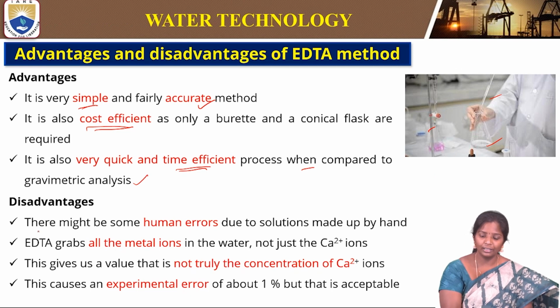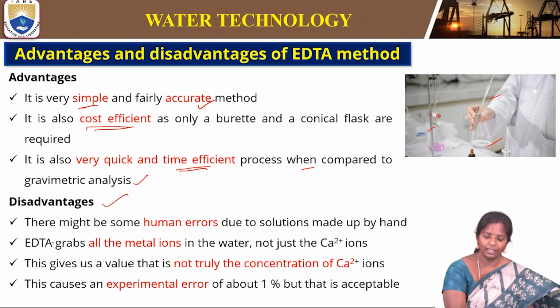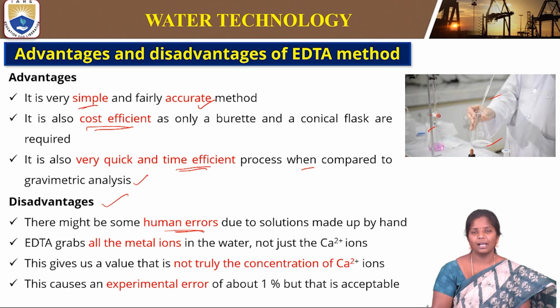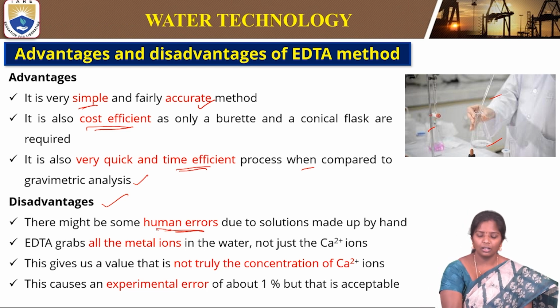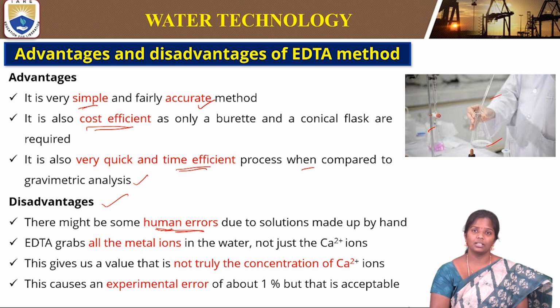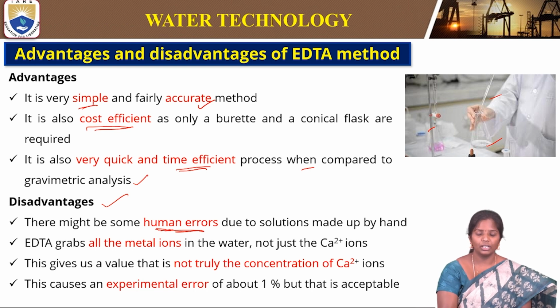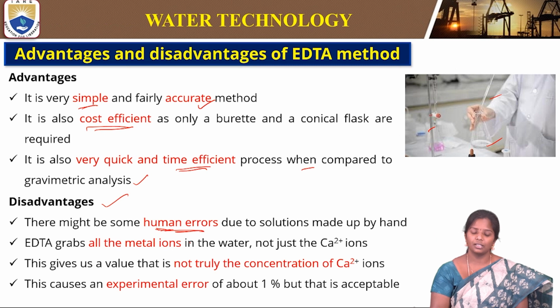And the disadvantages are, there might be some human errors. For example, if you forget to add indicator, what happens? There is no reaction, and we think that the reaction is not going on. These human errors have to be avoided with utmost care. We have to perform the titrations carefully so as to get good results. Otherwise, it is a big disadvantage for this method.